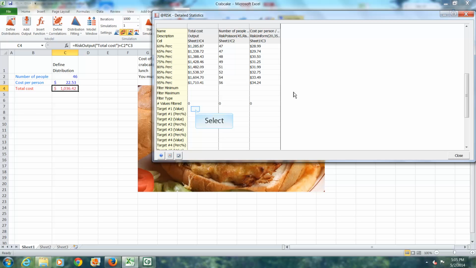A nice feature down here is if you had a particular value that was important to you, like $1,100 is important to me. I type that in. And now this is telling me that's the 34.9% percentile. In other words, 34.9% of all the values in our simulation output were $1,100 or less.